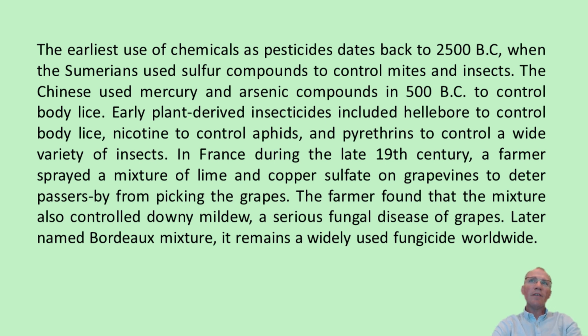Early plant-derived insecticides included hellebore to control body lice, nicotine to control aphids, and pyrethrins to control a wide variety of insects. In France, during the late 19th century, a farmer sprayed a mixture of lime and copper sulfate on grapevines to deter passers-by from picking the grapes. The farmer found that the mixture also controlled downy mildew, a serious fungal disease of grapes. Later named Bordeaux mixture, it remains a widely used fungicide worldwide.